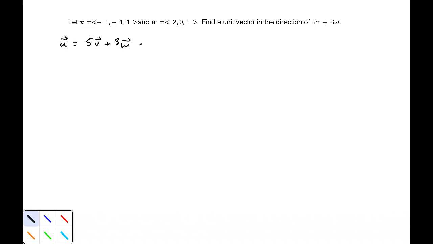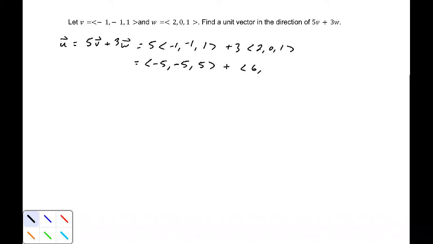This will be equal to 5 multiplied by that component form -1, -1, 1, plus 3 of the vector 2, 0, 1. And we will multiply by the scalar, the 5 and the 3, distributing those to each component. So this is the vector -5, -5, 5, plus the vector 6, 0, 3. Again, we're multiplying by that scalar, and then we'll add these component-wise.